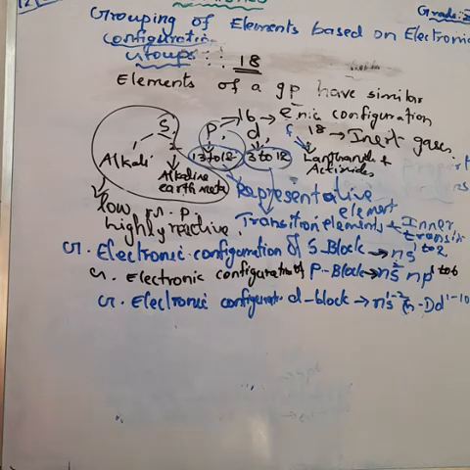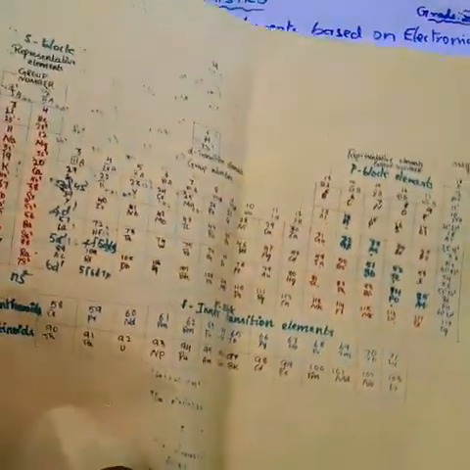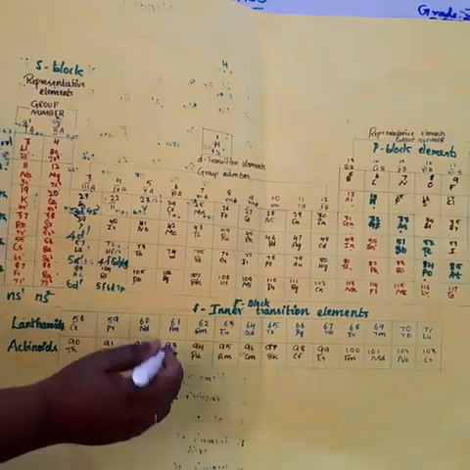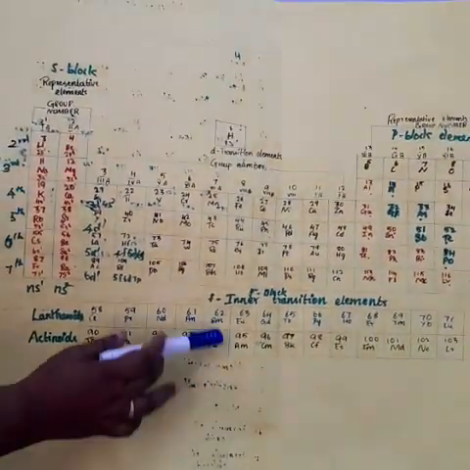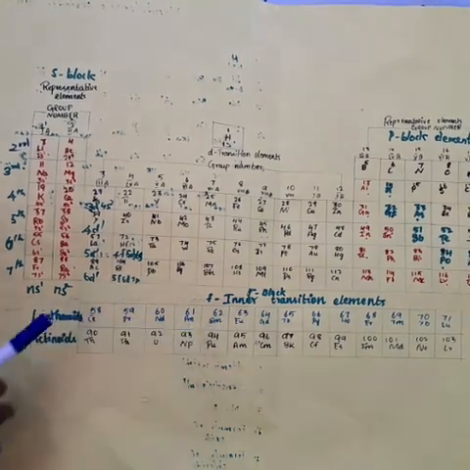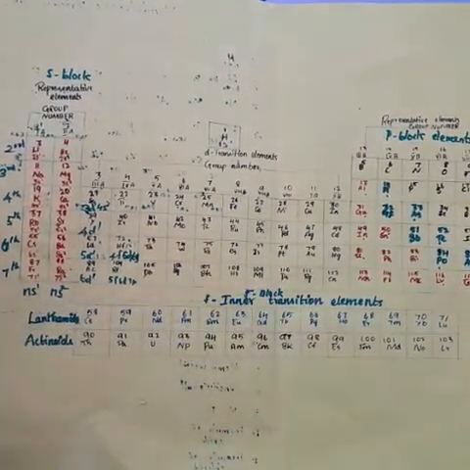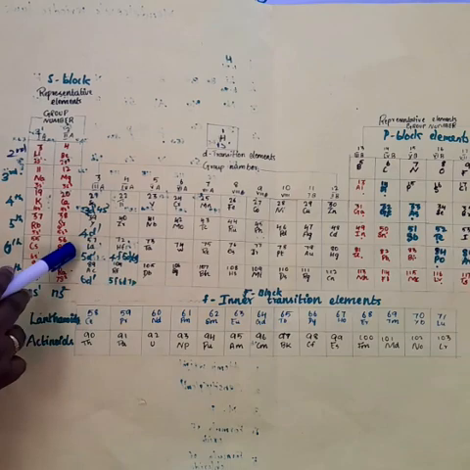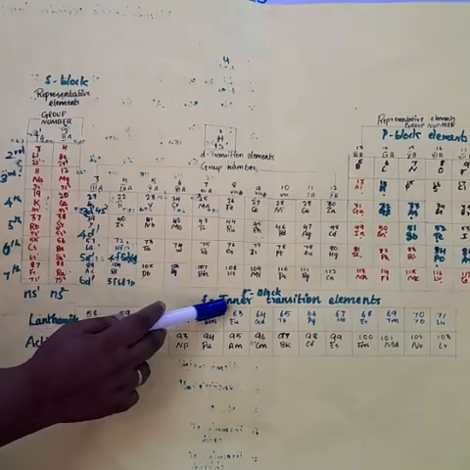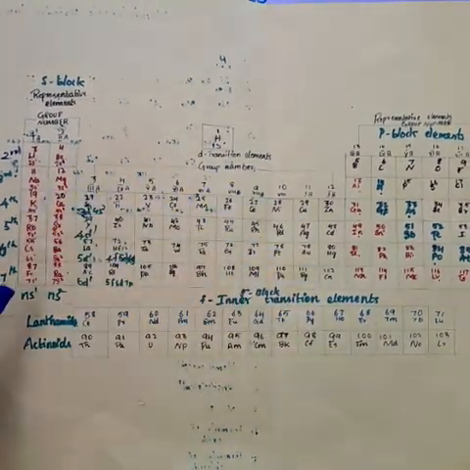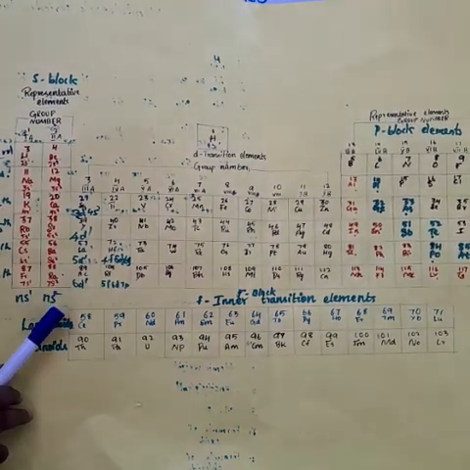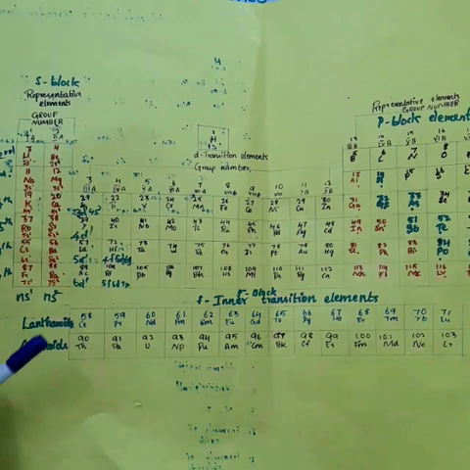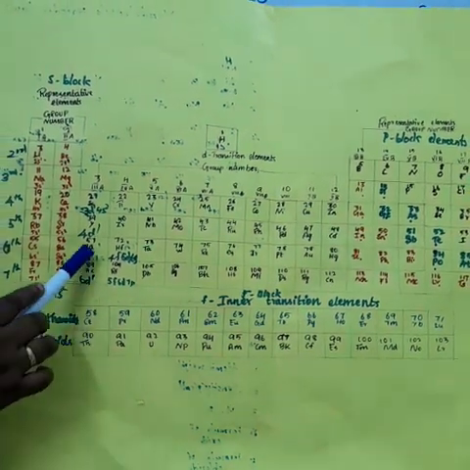See, this is the periodic table here. The bottom of the periodic table has the lanthanides and the actinides. Such elements are called the inner transition elements, because they form in between the transition elements. So what are the inner transition elements? That is lanthanides and actinides.